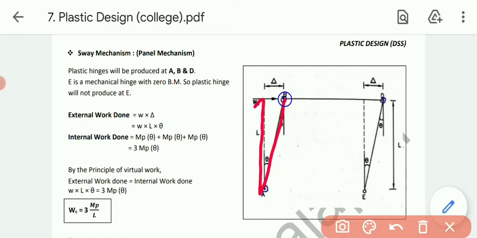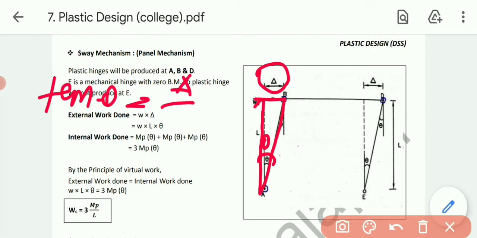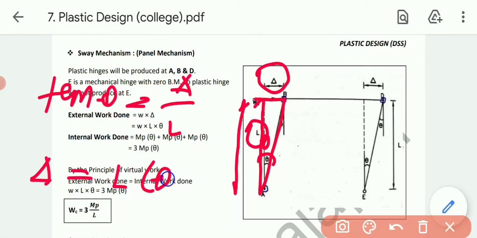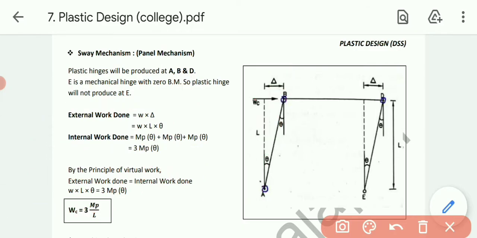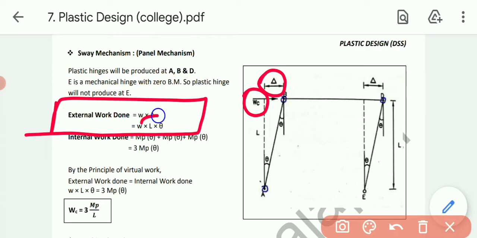We were using the same technique before also. This delta, and this one is our theta. So tan theta equals delta divided by this length, which is L. So ultimately delta equals L into tan theta. Tan theta is very small, so delta equals L into theta. So that is the value of the deflection. External work done means this load into this deflection, load into deflection, and the deflection is L into theta. So we got this one.